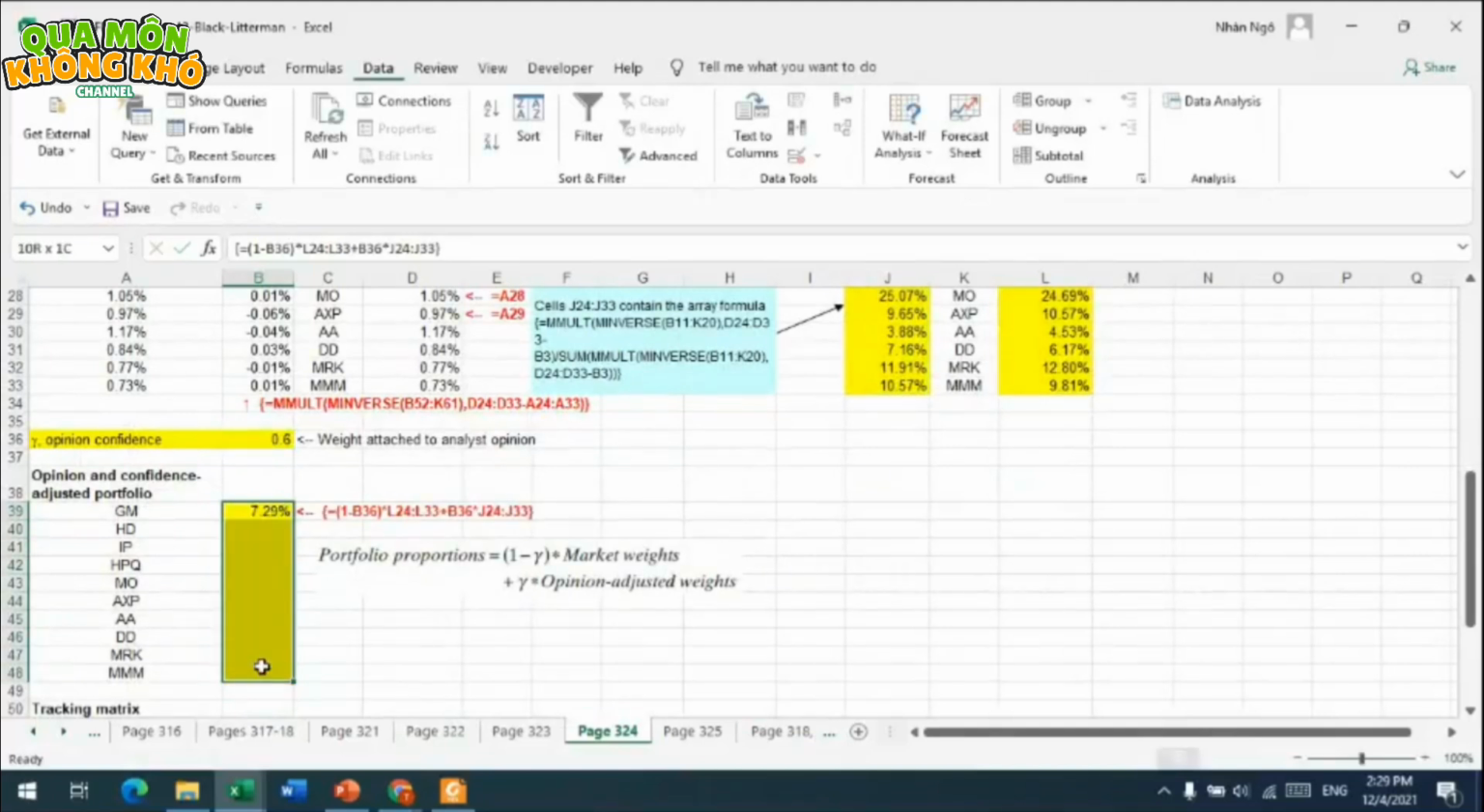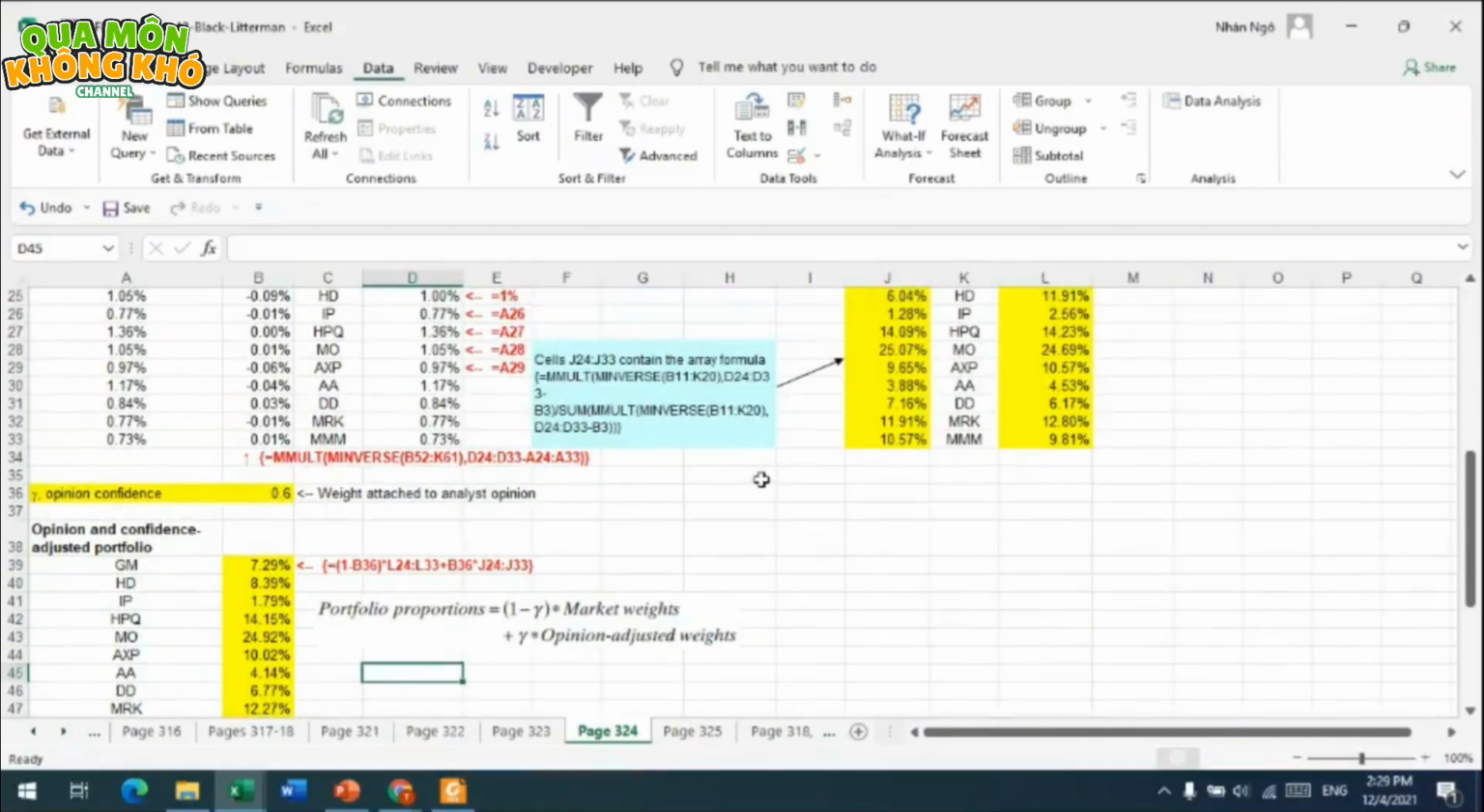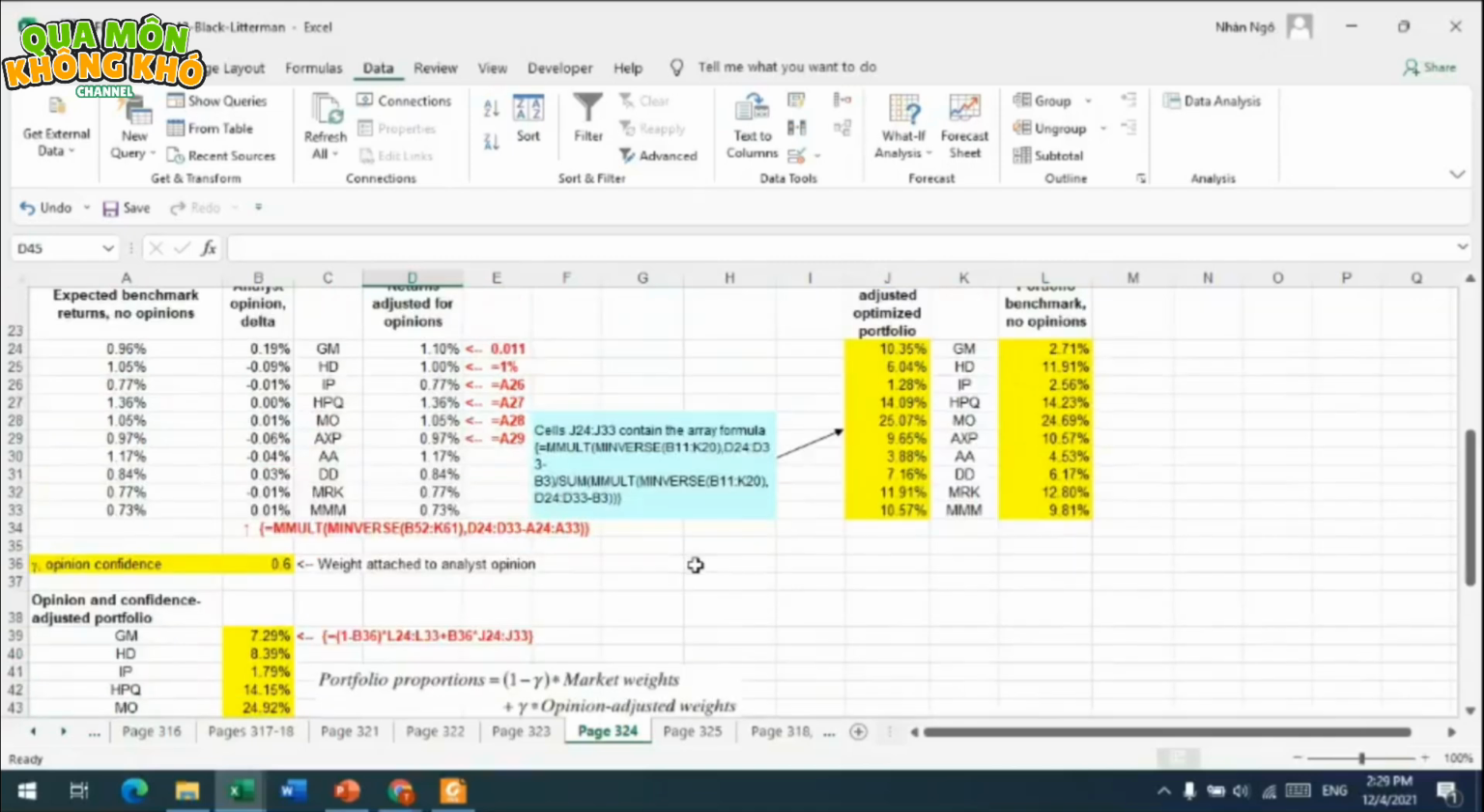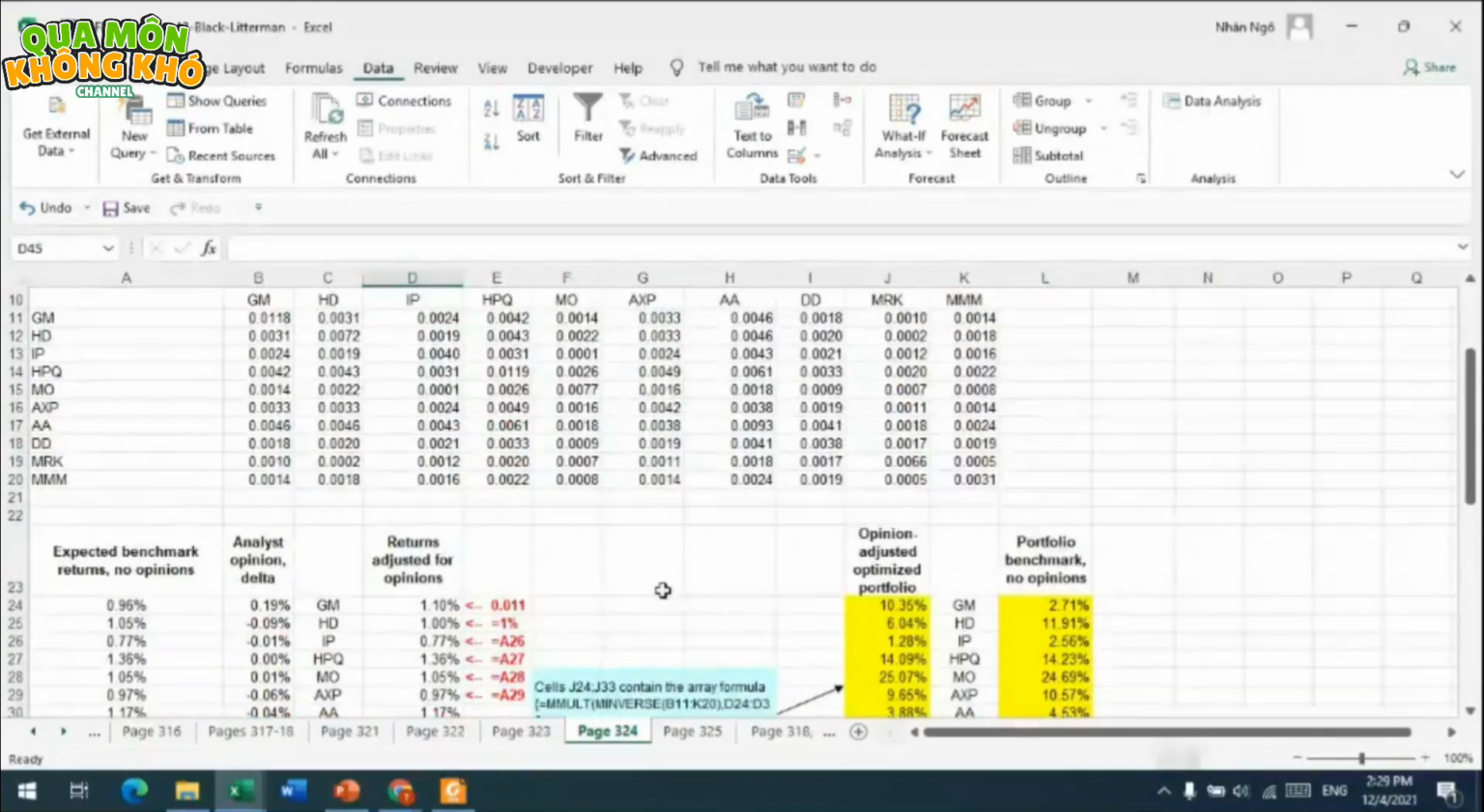And then we also have the new proportion. This proportion contains both your opinion and your confidence adjusted portfolio. So I have just shared with you how the Black-Litterman step 2 is conducted to adjust your opinion and adjust the return according to your opinion and according to your opinion confidence. So do you have any questions on my part?